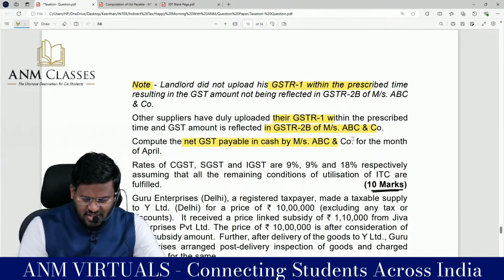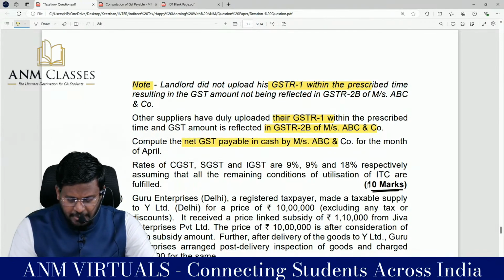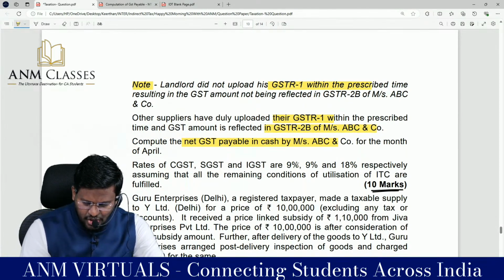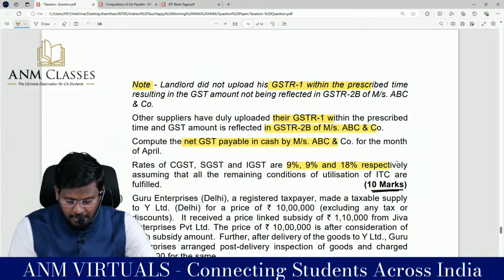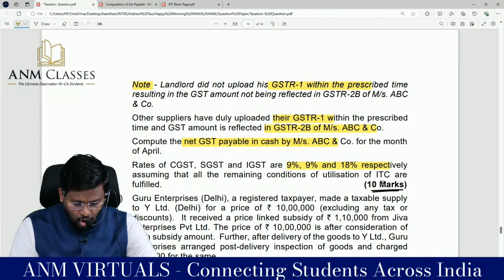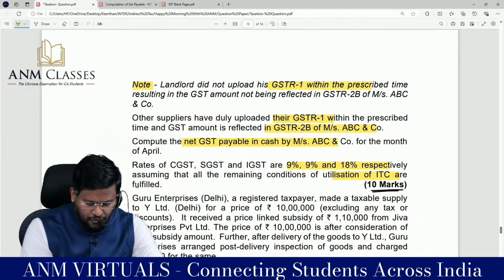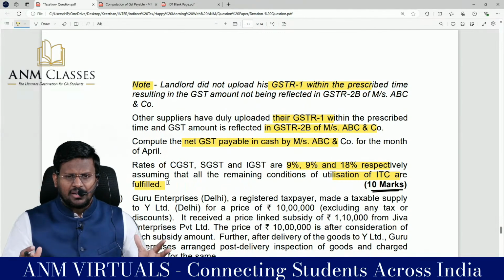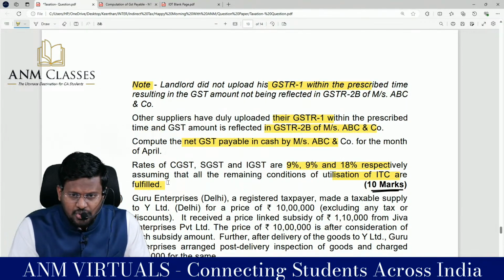Compute the net GST payable in cash by M/s ABC and Co. for the month of April. Rates of CGST, SGST and IGST are 9, 9 and 18% respectively, assuming that all the remaining conditions of utilization of ITC are fulfilled. So this is a 10 mark easy pick for you, my dear lovable students.